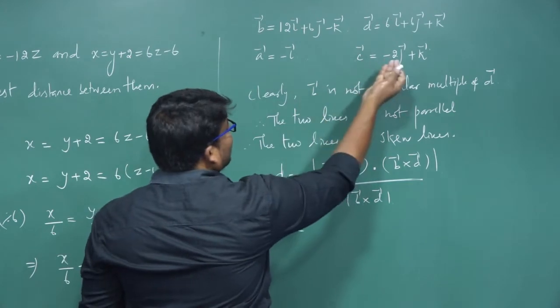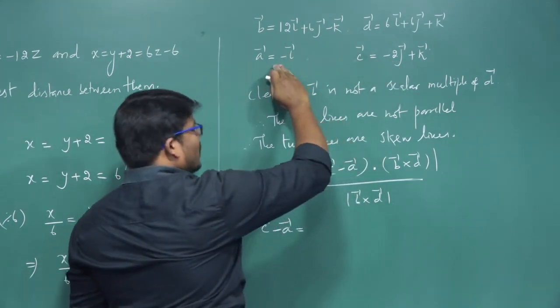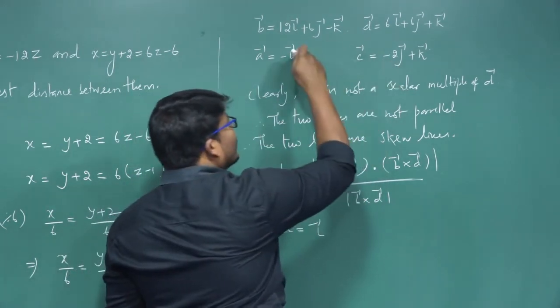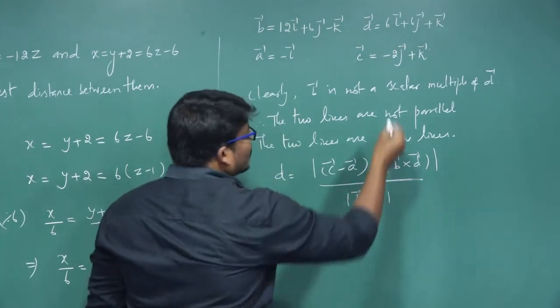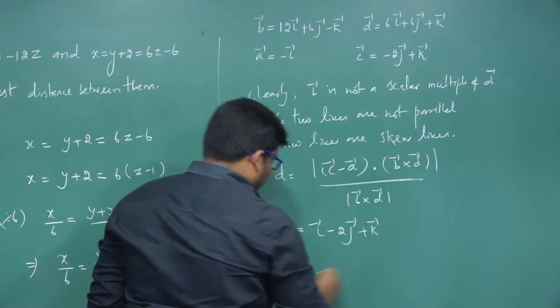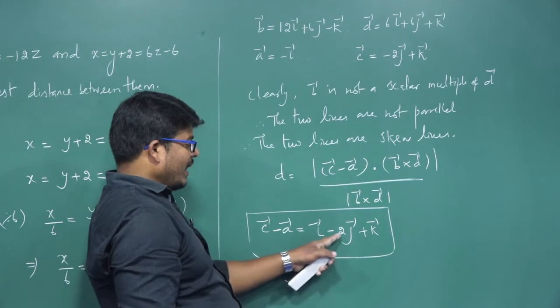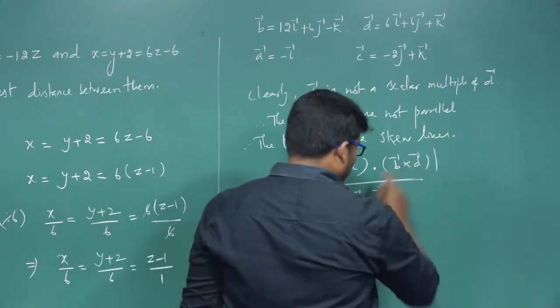C minus A: first, 0 minus minus 1 gives plus 1, that is i vector. Next, minus 2j, the other value is 0, so minus 2j vector. Next, k minus 0, that is k vector only. So C vector minus A vector equals i vector minus 2j vector plus k vector. Next, find B vector cross D vector.